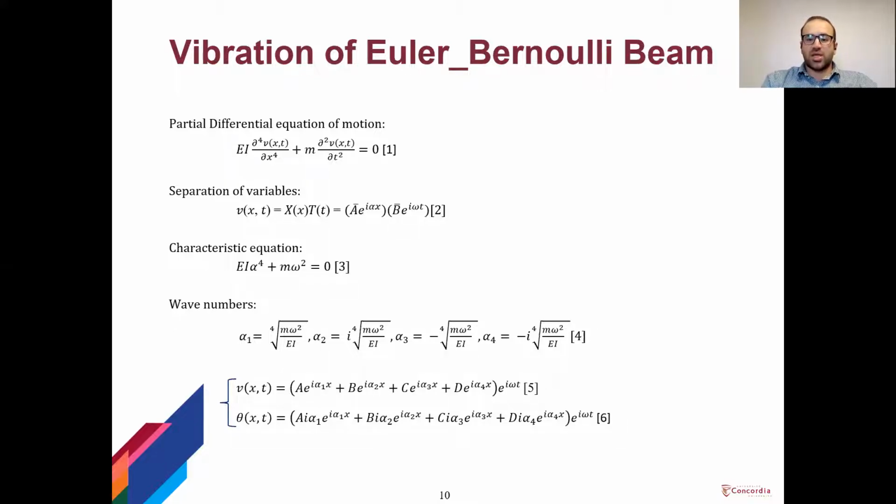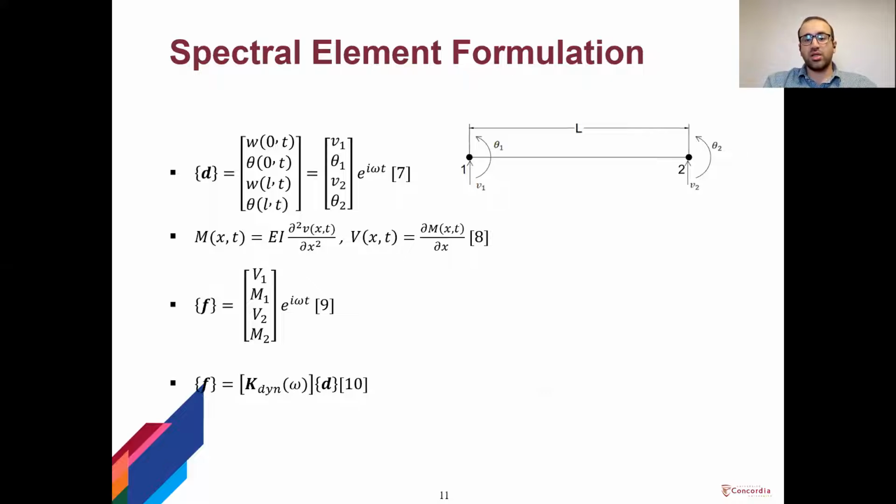Transverse displacement is obtained as a linear combination of these wave numbers, and rotation in an Euler-Bernoulli beam is the derivative of the transverse displacement, so it can be obtained very easily. The spectral beam element has 2 nodes and 2 degrees of freedom on each, which are transverse displacement and rotation. Nodal values of the degrees of freedom are obtained from the equation in the previous slide.